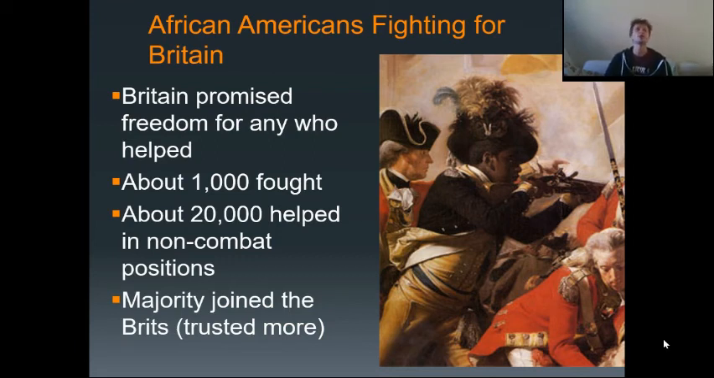What we know about those 1,000 who fought and the 20,000 that helped in non-combat positions is that they weren't necessarily treated the best. Many of them died of diseases and things like that. In many cases, they were put on the front lines to fight if they were a fighter because they were considered somewhat expendable. But in the end, they trusted more that they would get their freedom. And importantly, they didn't have to wait for their owner's permission. If they joined the American side, they had to wait for their owner's permission to fight. The British didn't require that. So the hope of freedom definitely spurred a lot more people to go to the British side.